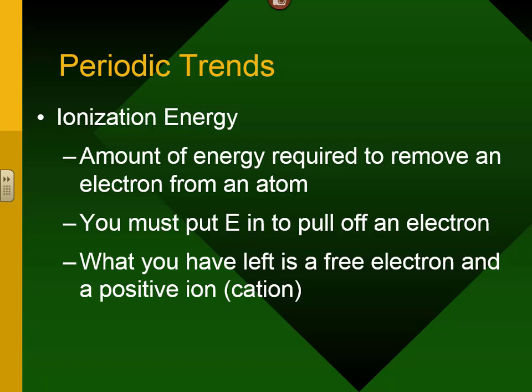Electrons and protons kind of work like magnets. They don't just fall apart by themselves. You have to put energy in to pull that electron away from the atom. What you end up with then is a free electron, because you pulled one off, and a positive ion, which we should know from earlier this week is called a cation.